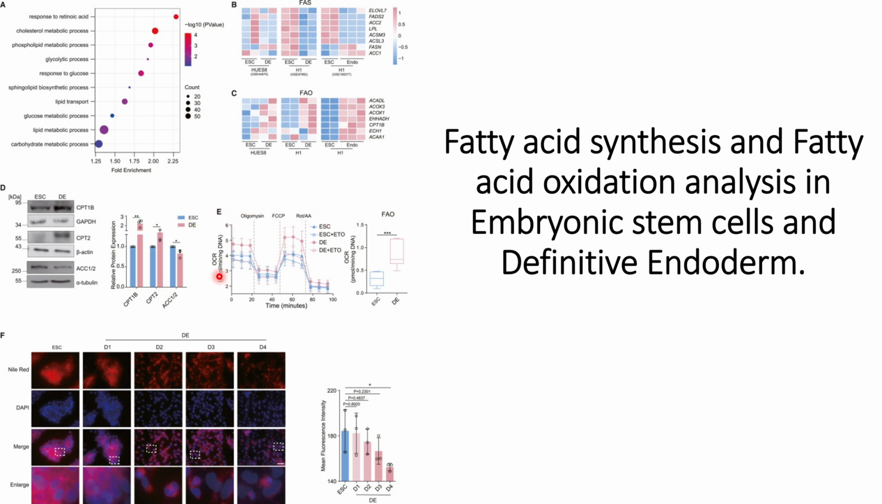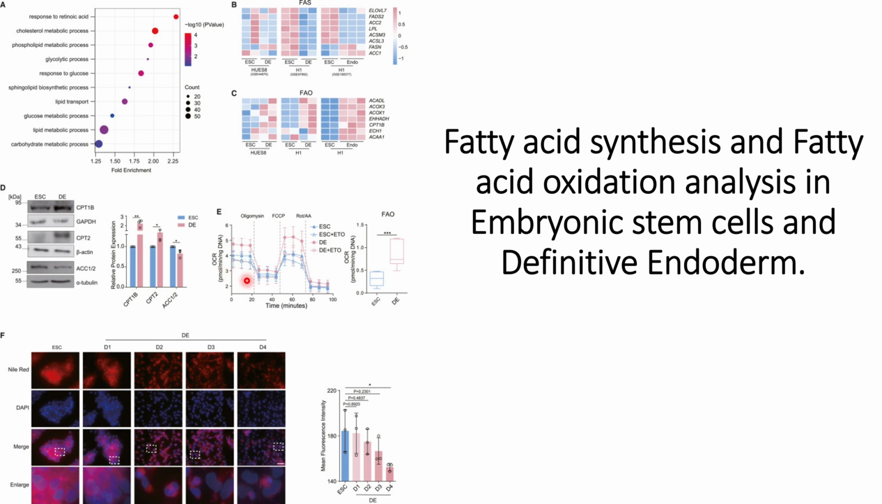They further validated their hypothesis using OCR of the samples in the presence of ETO. ETO consumes fatty acid oxidation, so the signal goes down whenever there is a high amount of ETO. In the embryonic stem cells plus ETO case, they can see a decrease in fatty acid oxidation, and similarly when they check definitive endoderms plus ETO, they see a similar or higher decrease in fatty acid oxidation.